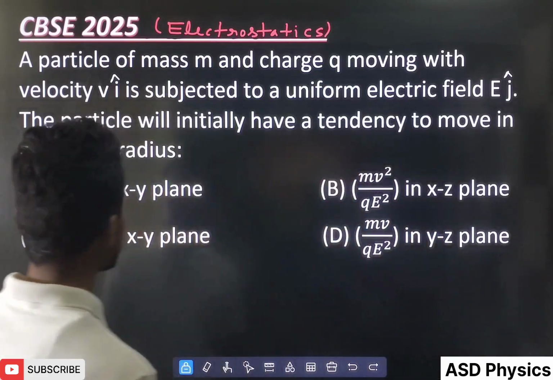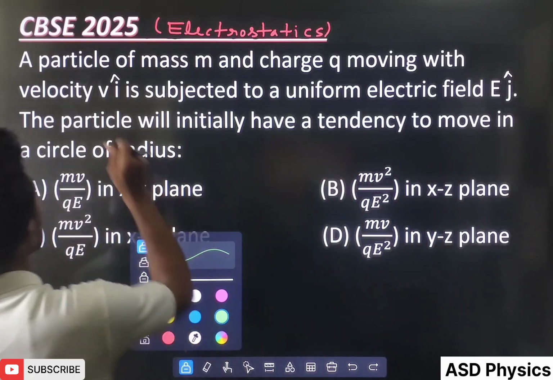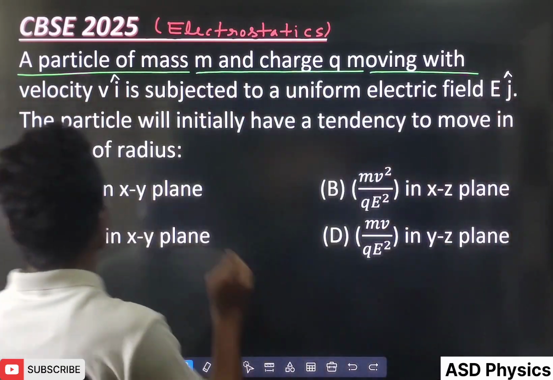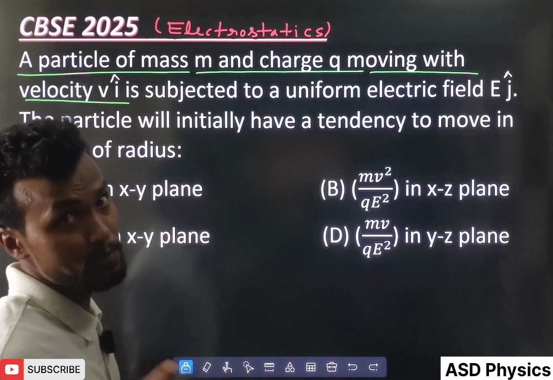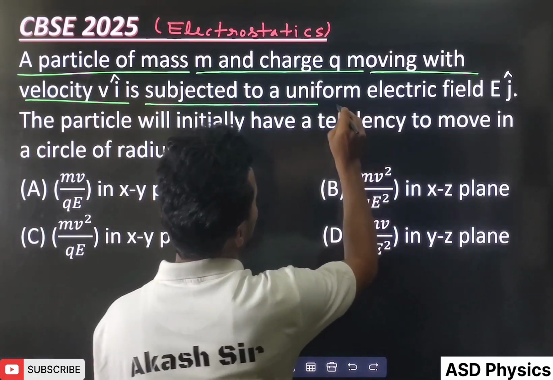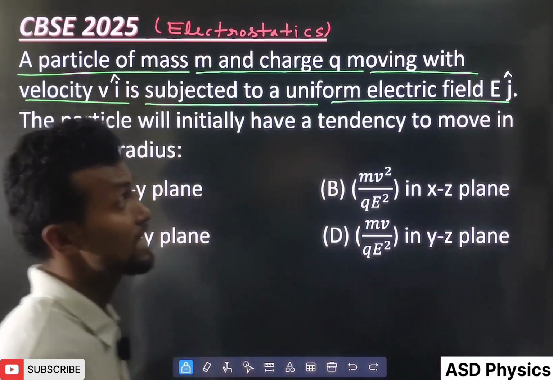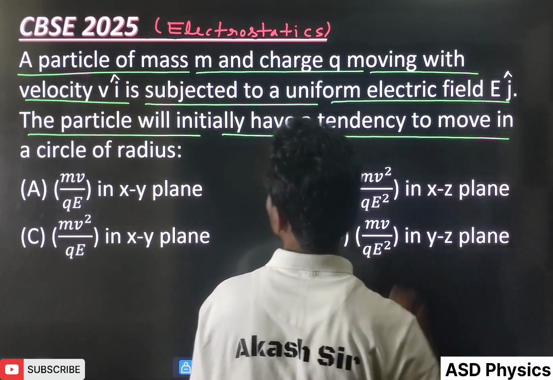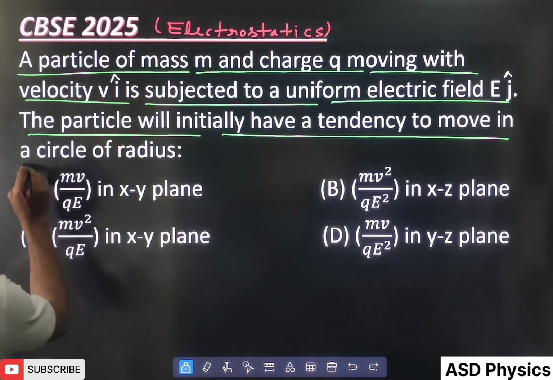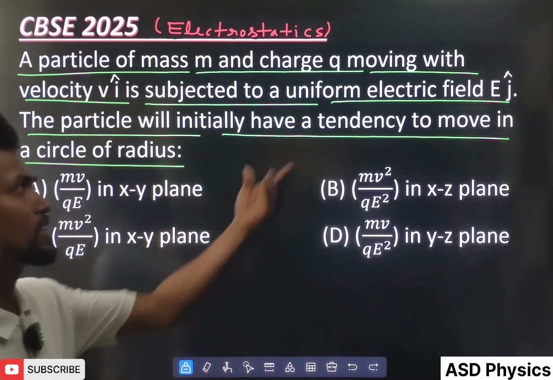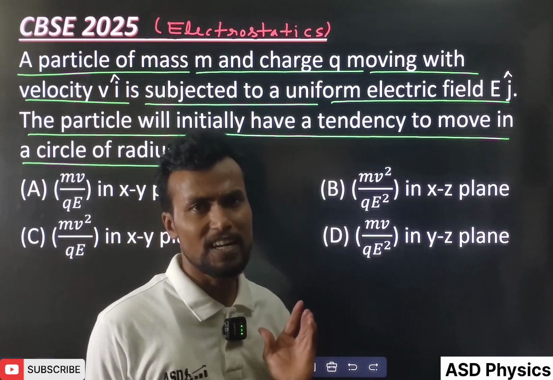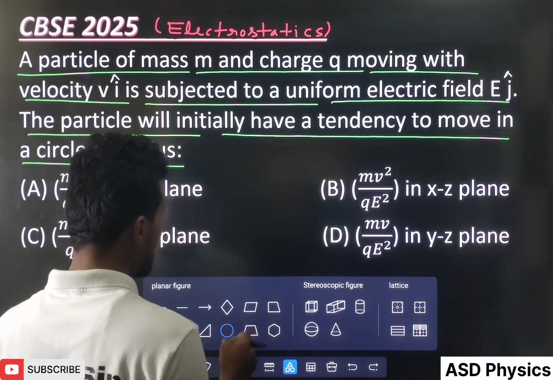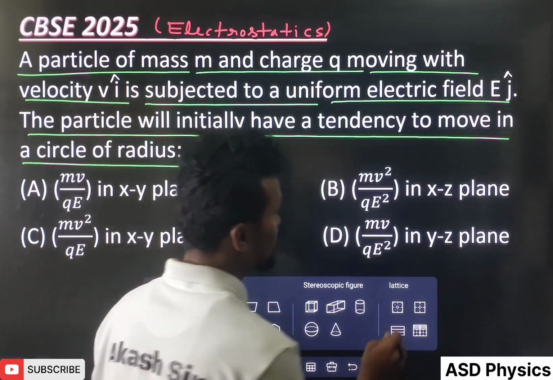See here students, the first question is: a particle of mass m and charge q moving with velocity v i cap, that means along x direction, is subjected to a uniform electric field E j cap, that means along y direction. The particle will initially have a tendency to move in a circle of a radius. So here the electric field is given and the charge particle is there. Which kind of charge particle? Positive charge particle.